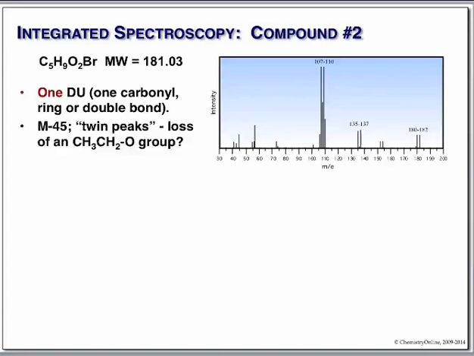This is an M-45. Now there's only one common thing that we know that weighs 45, and that's ethoxy. So this suggests that we probably have an ethoxy group. Again, we have bromine in all of these. Don't quite know what this thing is yet.